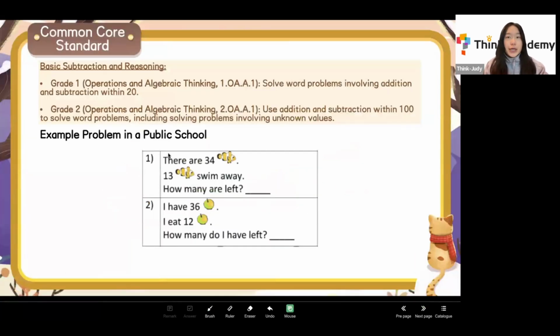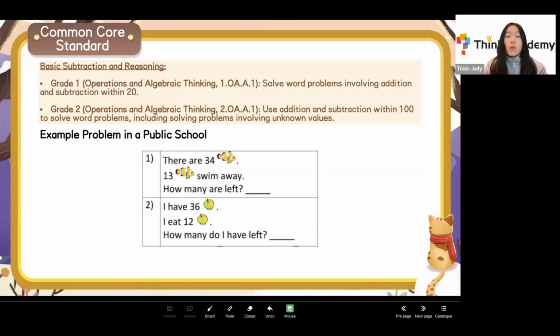So here, as we can see, for this question, it actually also aligns with the Common Core standards, and the knowledge point will be first, we need to solve the word problems involving addition and subtraction within 20. And also, we need to know how to solve the word problem, including the unknown values. So here it's all about calculation, and also the calculation actually comes from the word problems. However, if we see the school math, you will see all of the information will be very straightforward and obvious.